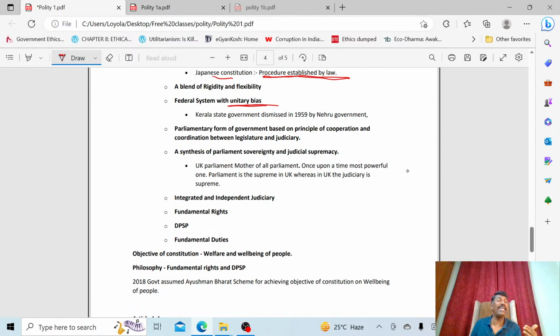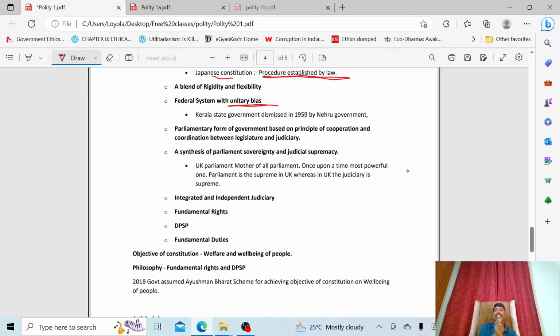Parliament was able to make the 98th Constitutional Amendment Act to create the National Judicial Appointments Commission and the 99th Constitutional Amendment Act, and the judiciary was able to supervise with the help of its authority by nullifying the 99th Constitutional Amendment Act, the National Judicial Appointments Commission. That is an example I can give, and on that basis I can say that it is a synthesis of parliamentary sovereignty and judicial supremacy.